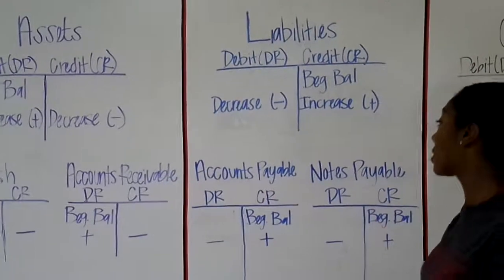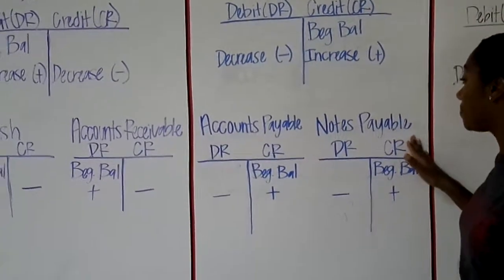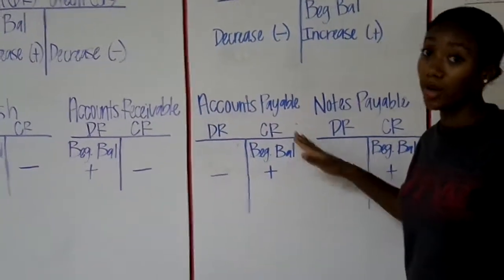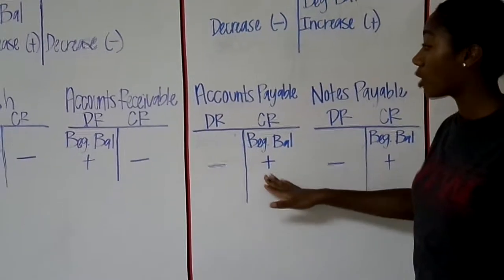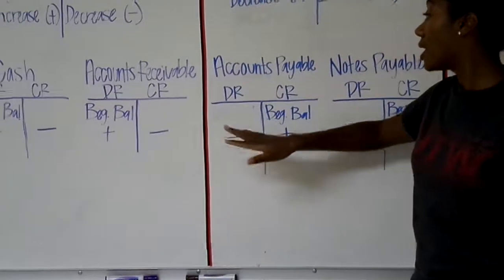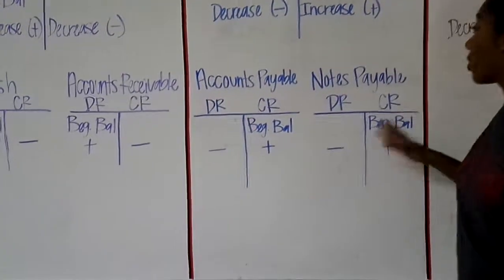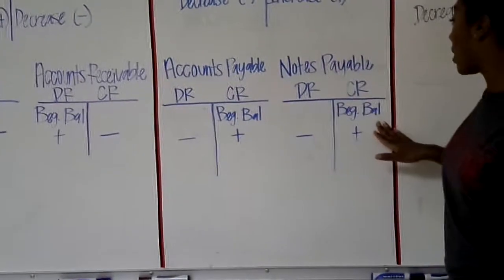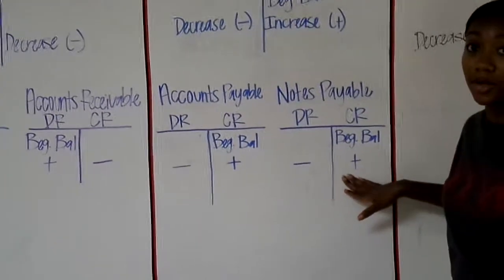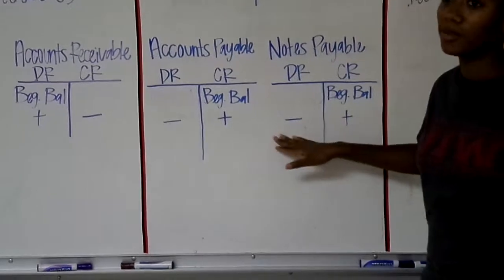Two examples of liability accounts are accounts payable and notes payable. In accounts payable, the beginning balance is on the credit side, and any increase to accounts payable is on the credit side of the T account, and any decrease to accounts payable is on the debit side. The same goes with notes payable. The beginning balance is on the credit side, and any increase to notes payable is on the credit side, and any decrease to notes payable is on the debit side.